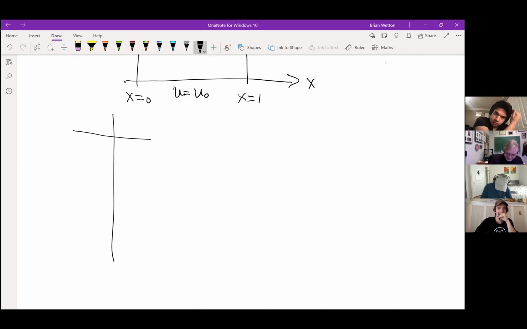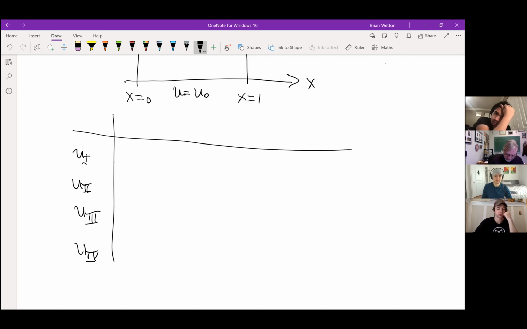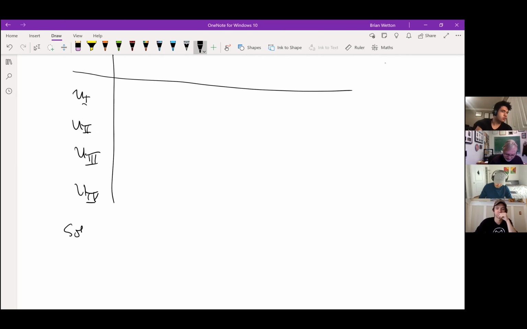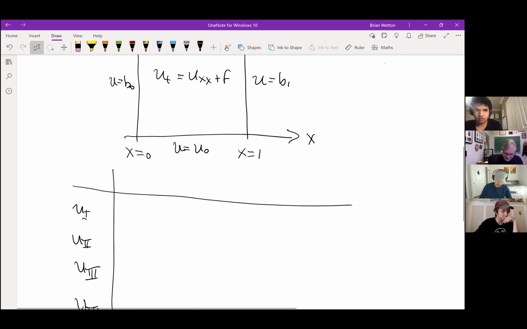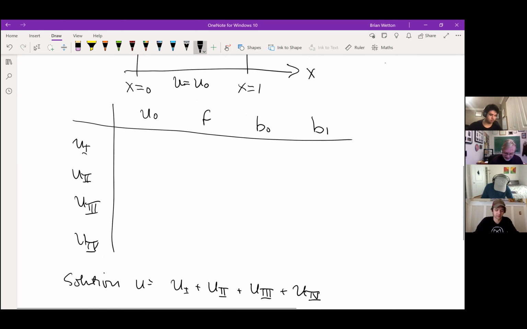I'll make a little table. You've seen this before. I'm going to have problem 1, problem 2, problem 3, and problem 4. And I'm going to get the solution. U will be the sum of these things. And in each one of them, they're simplified in that you only have to handle one type of data at a time. What are the data you've got? You've got U0, you've got F, you've got B0 and B1. Those are the boundary data.